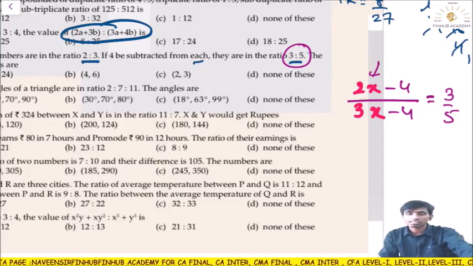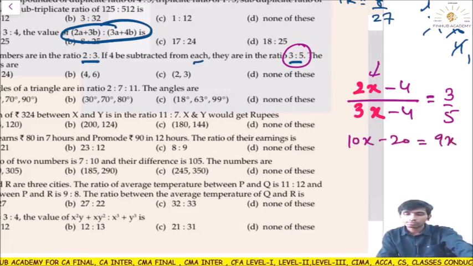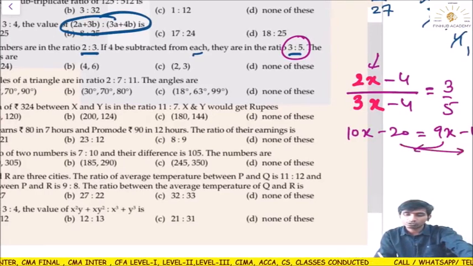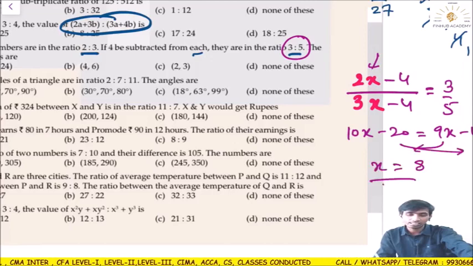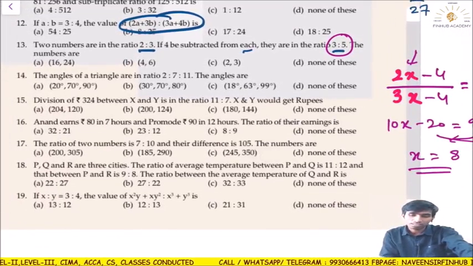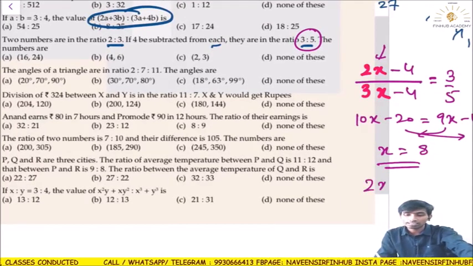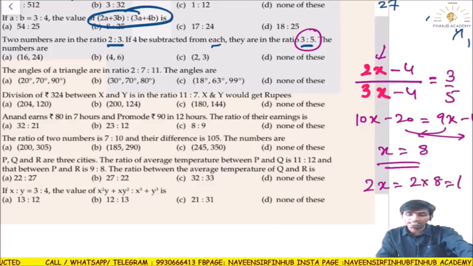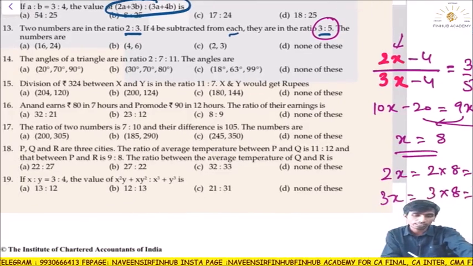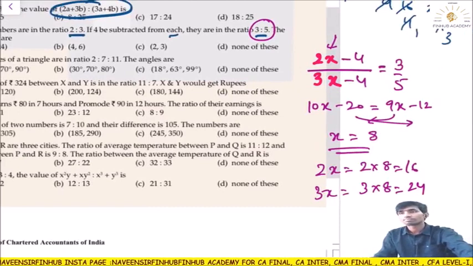Easy. Solve this. Cross multiplication: 5 twos are 10x minus 20, 3 threes are 9x minus 12. So this comes to this side and this goes to that side. So x equals 20 minus 12, which is 8. Is it there in the options? The number is 2x, so 2 into 8 is 16, and 3x is 3 into 8, that is 24. So 16 and 24. A is the option. Easy? Are you understanding? Right.